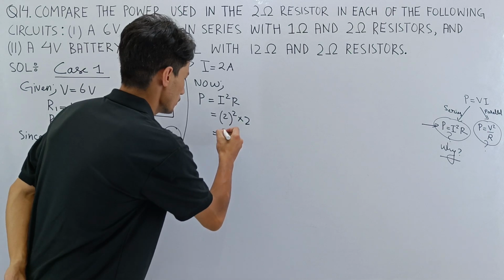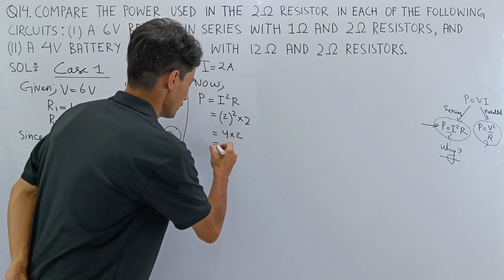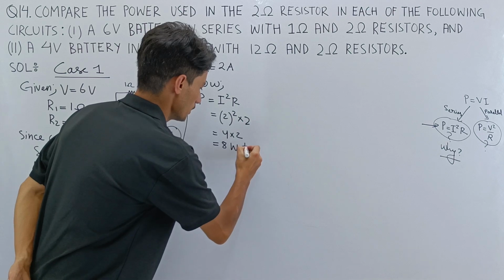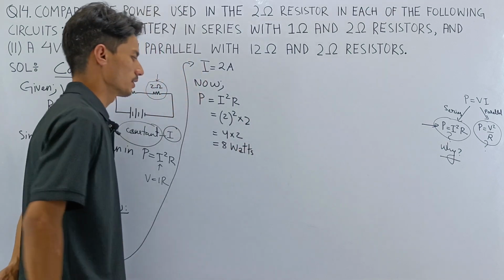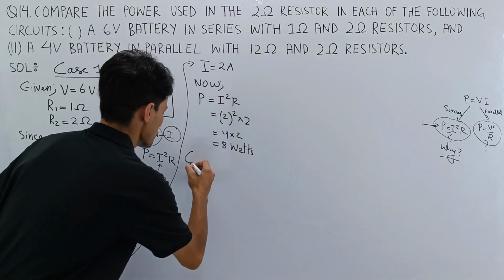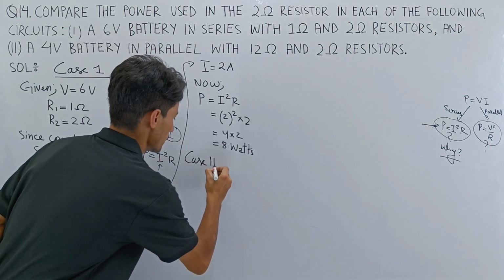So it will be 4 into 2, which is how much? 8 watt. This is the answer. Alright, this is the answer. So we are done with case 1. Now we'll do case 2. So let's go to case 2.